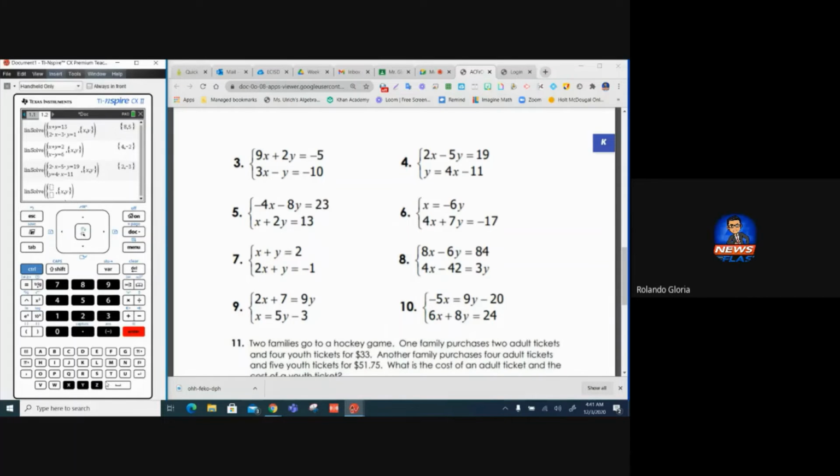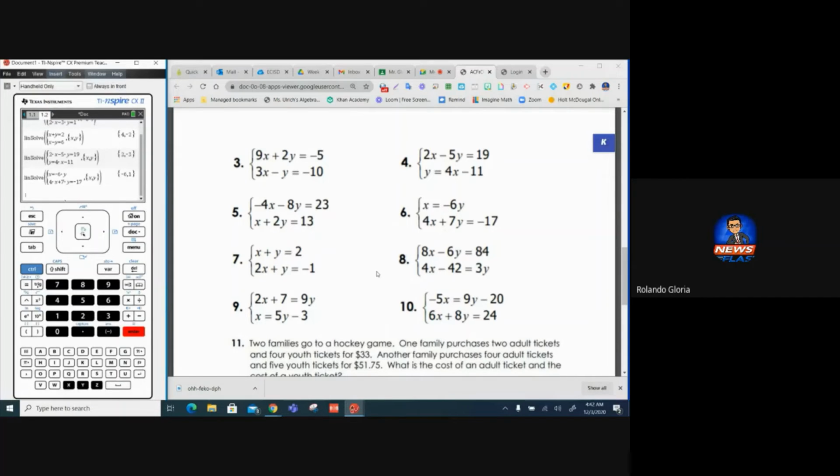Okay, so equation number 1 is x equals negative 6y. Then the second equation is 4x plus 7y equals negative 17. Then hit enter. And there you have it. There's your answer, negative 6, 1.